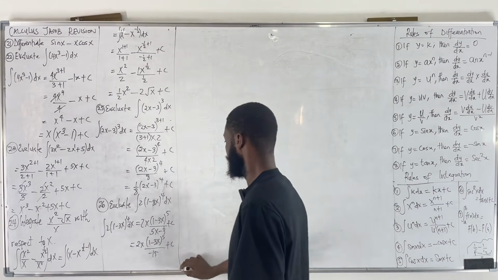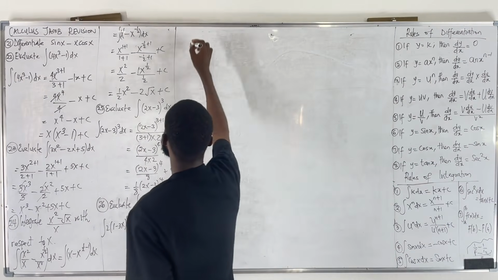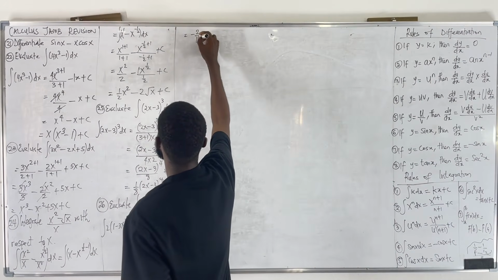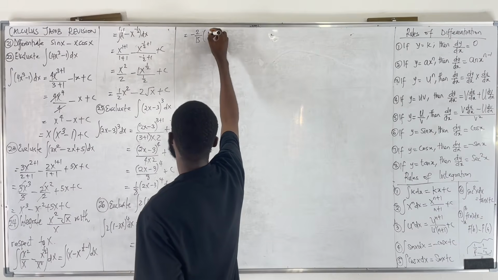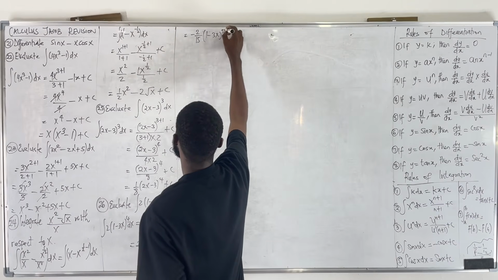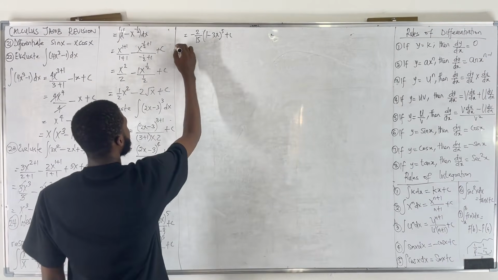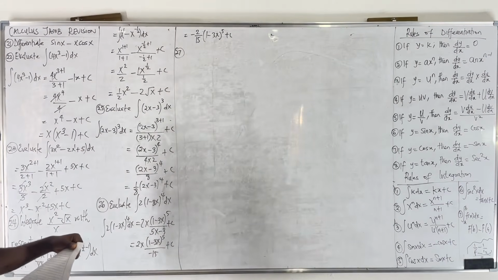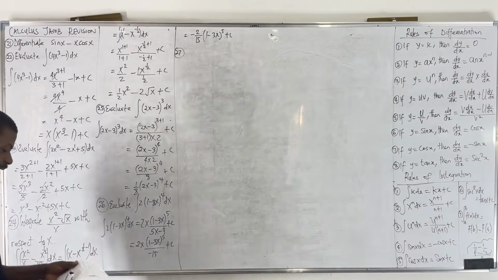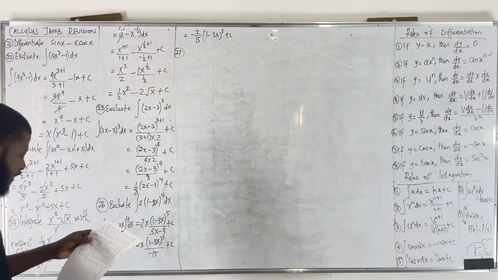All right. Now there's a better way of writing this. You could say this is minus 2/15 bracket 1 minus 3x to the power of 5 plus c. So that's just a better way of writing it. The next one, number 27. Number 27.